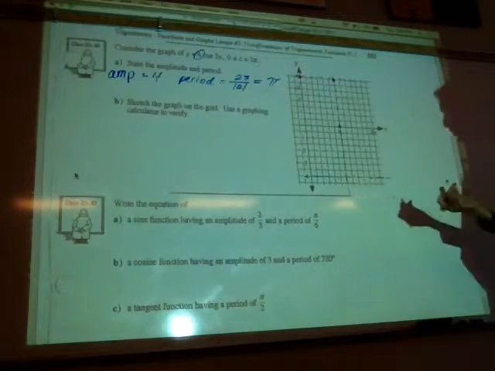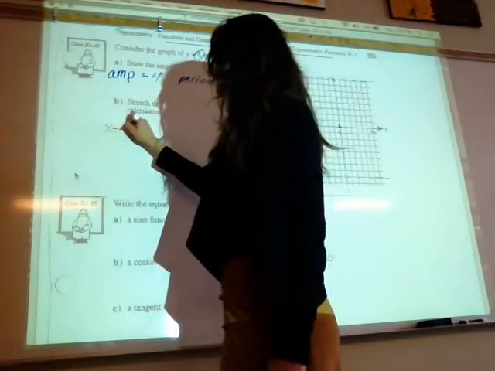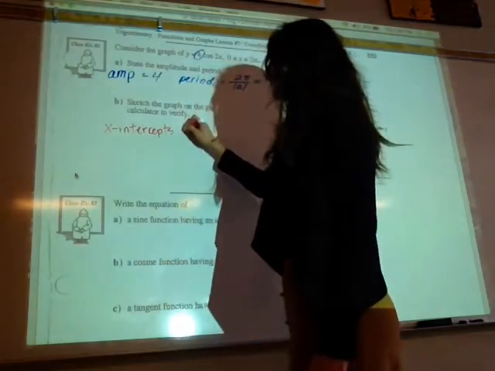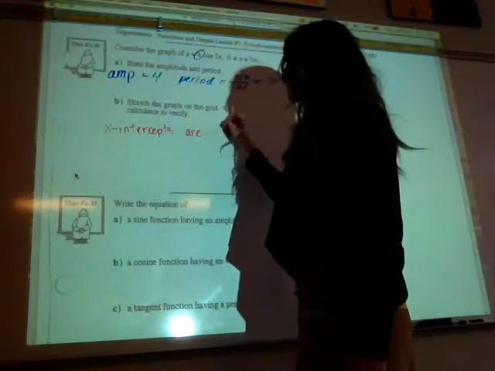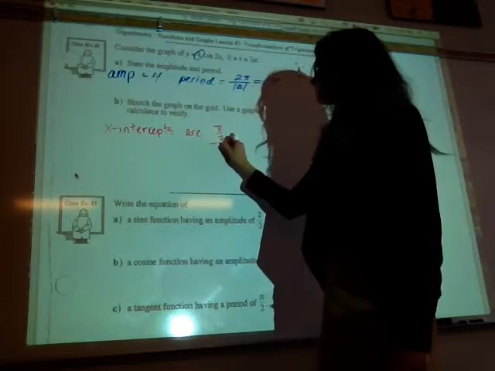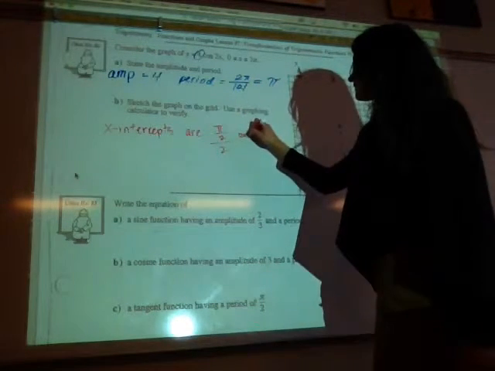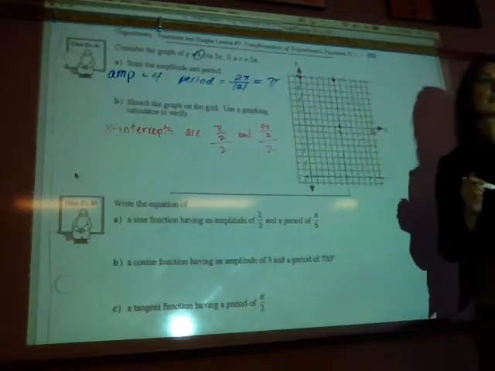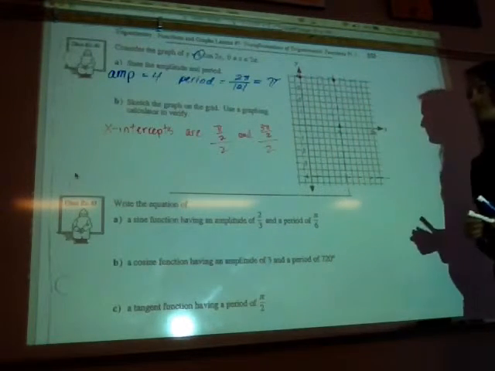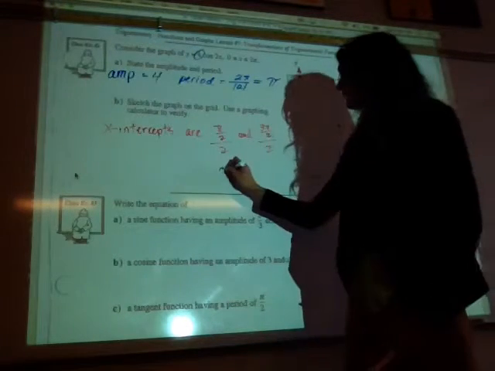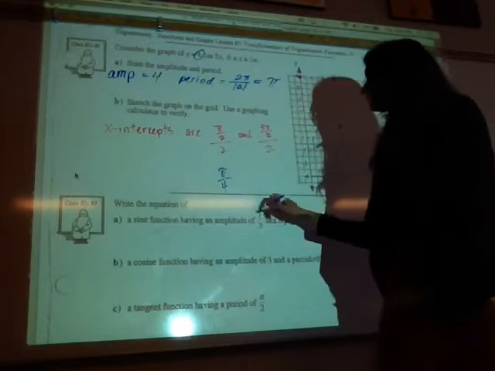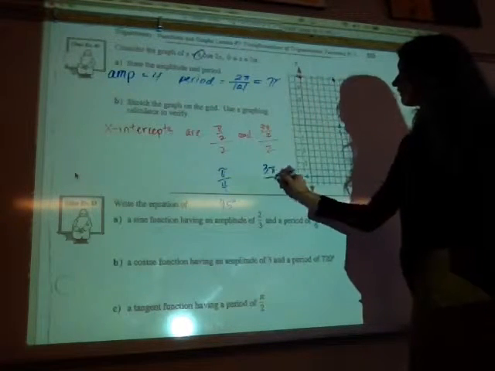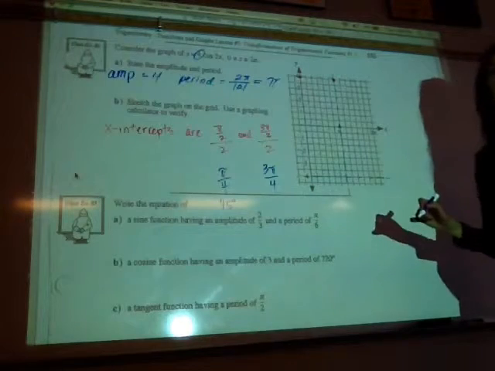If you want to make a little note, the x-intercepts are pi over 2 divided by 2 and 3 pi over 2 divided by 2. So we're just stretching them by 1/2. Our new x-intercepts will be at pi over 4, which is 45 degrees, and then 3 pi over 4, which is 135.